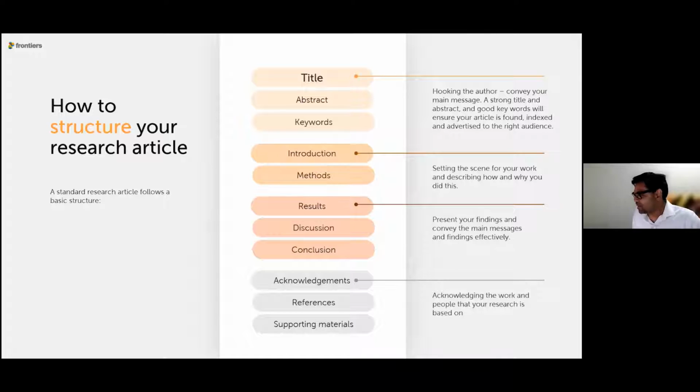Okay, now stop. Yes, it's a combination. Very good. Methods, introduction, results.